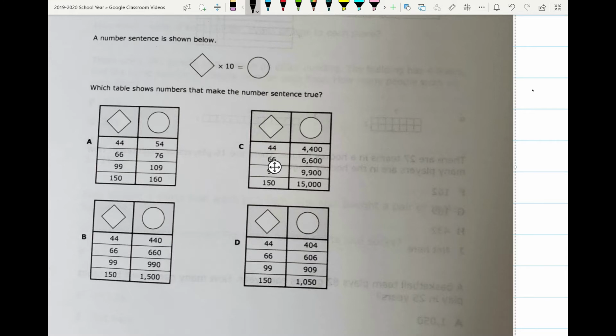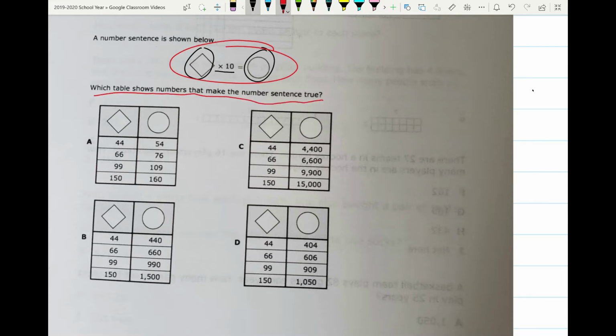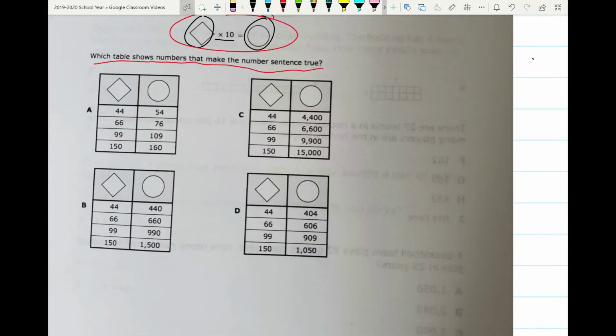Okay, a number sentence is shown below. Diamond times 10 will equal a circle. Which table shows the number that makes the number sentence true, okay? So this is important, and the underlying question, which table shows the number that makes the number sentence true, okay? We're looking at all of these. It looks like all of my diamonds are all the same. 45, 66, 99, and 150. And all of my circles are different.